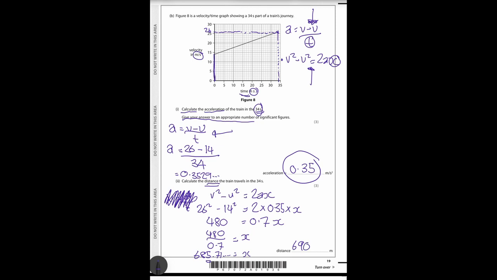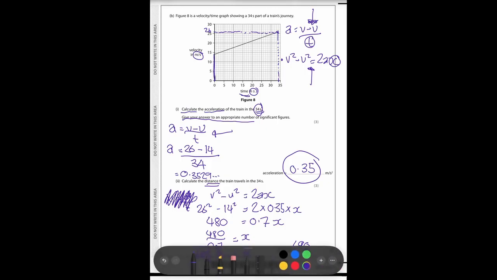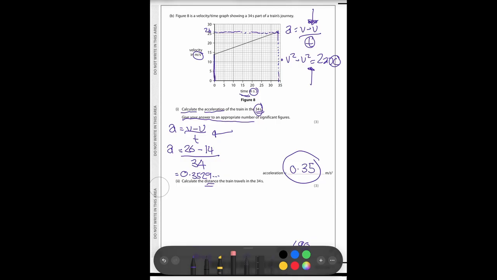If you use the original acceleration rather than rounding the acceleration, you might get a slightly different answer. But again, it doesn't matter as long as you're clearly showing your work so that the examiner can check. There's another way of doing the same question. If you prefer the other way of doing it, then you can do that. So I'm just going to rub this out, and we can have a look at the other way of doing it.